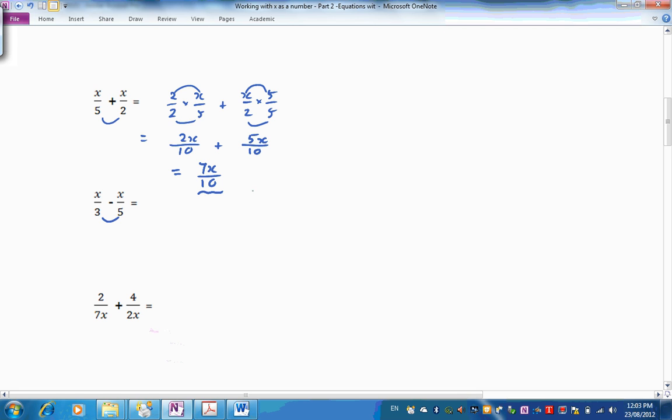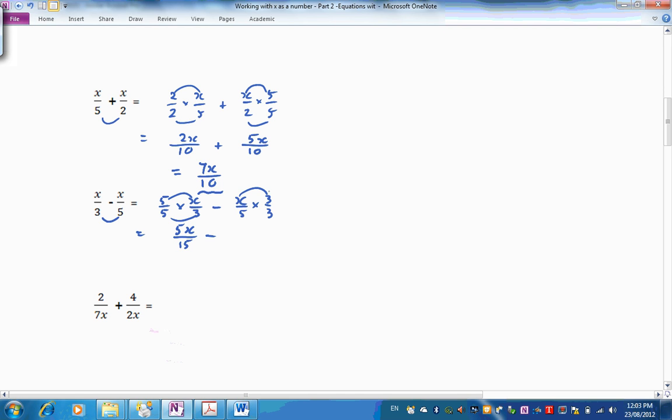Common denominator would be 15. So let's change the denominator of the first fraction to 15 by multiplying top and bottom by 5. And then we'll take away, let's change the denominator of the second fraction by multiplying top and bottom by 3. So there we have 15 for that denominator, and 5 times x, 5x over 15.